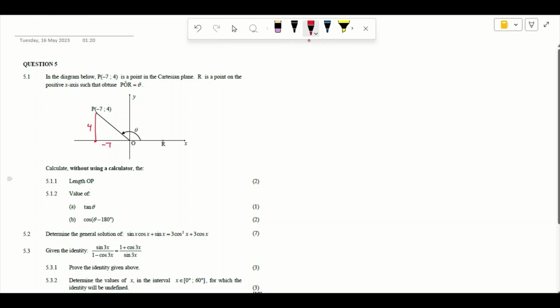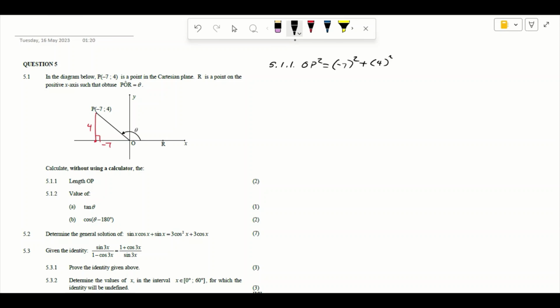So now OP is, if we look at our vertical movement, we form a right angled triangle. So OP is the hypotenuse of the right angled triangle, and we have to calculate its length. For 5.1.1, OP squared is equal to (-7) squared plus 4 squared, from Pythagoras, because we have a right angled triangle.